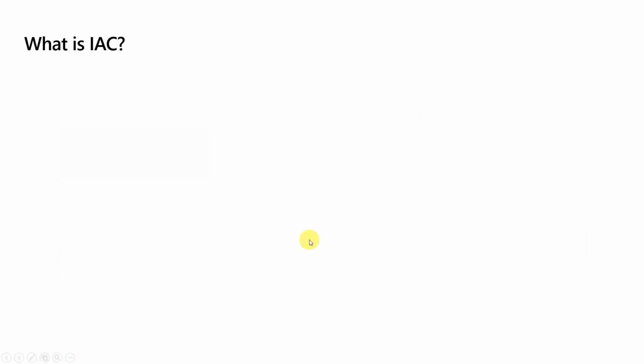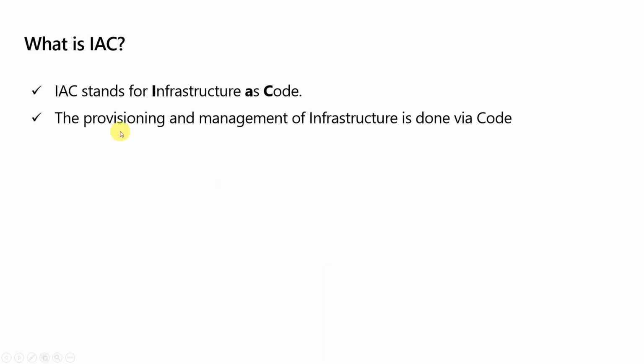So what is IAC? The full form is infrastructure as code. Using IAC, all the provisioning, meaning creation, and updates, which is also called managing, can be done. So provisioning and management of infrastructure is done via code. That means you can create servers, you can create databases, and you can also update their settings. All that can be done via code.